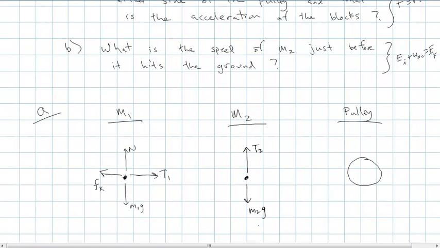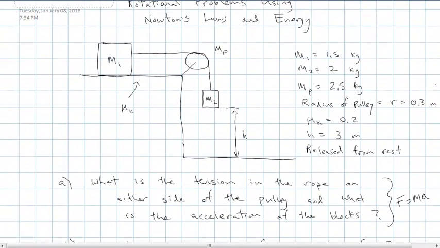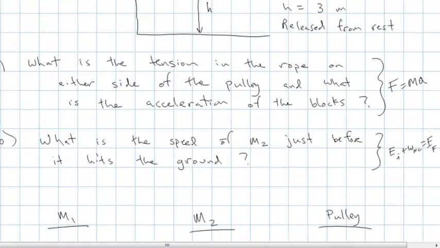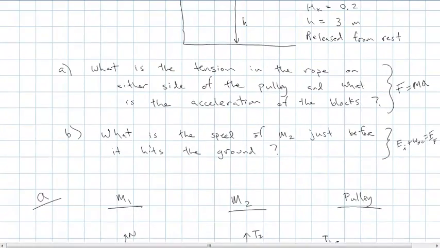Now you notice for the pulley, I didn't just draw a dot. I drew what we call an extended free body diagram. I drew a shape that represents the pulley, and I'm going to put the forces on there exactly where they act on the pulley. So where does tension 1 act? Right there. Tension 2 acts here.